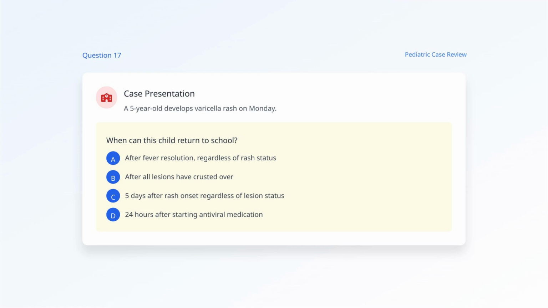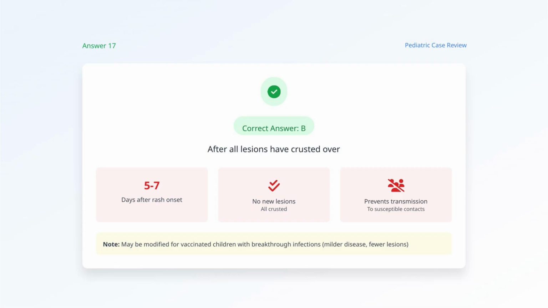A 5-year-old develops varicella rash on Monday. When can this child return to school? A. After fever resolution, regardless of rash status. B. After all lesions have crusted over. C. 5 days after rash onset regardless of lesion status. D. 24 hours after starting antiviral medication. The correct answer is B.